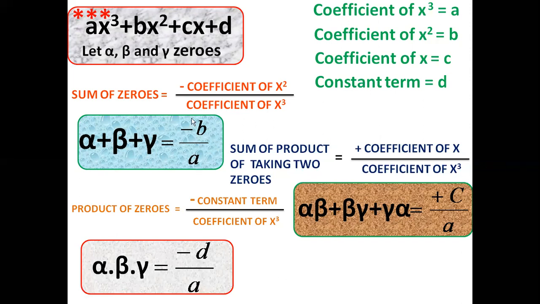Here you can write alpha plus beta plus gamma in place of minus b by a, and also you can write alpha beta plus beta gamma plus gamma alpha in place of c by a, and you can write alpha beta gamma in place of minus d by a. So remember these three, we use these three in the next slide, right?